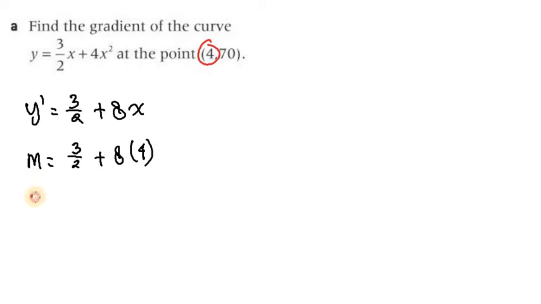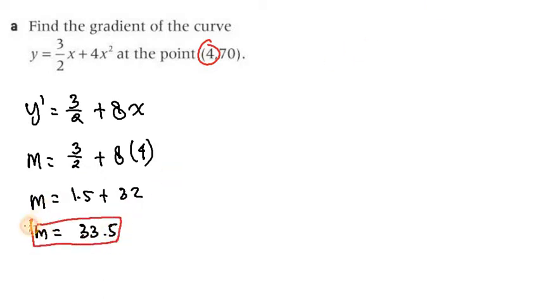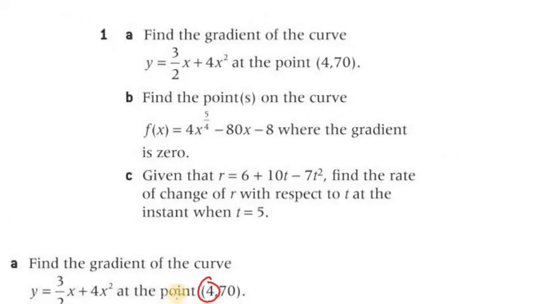So we will end up with m equals 3 over 2 is 1.5 plus 32. So m equals 33.5. So that's the first one. Okay, that's the A. Let's move on to B.